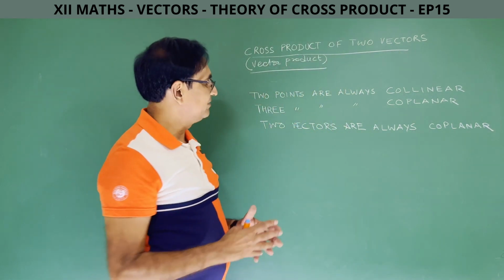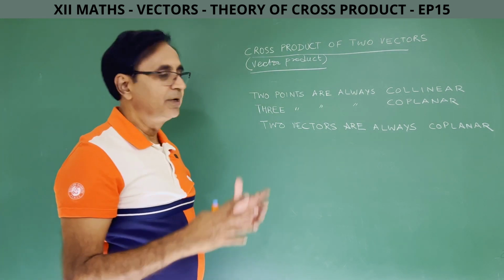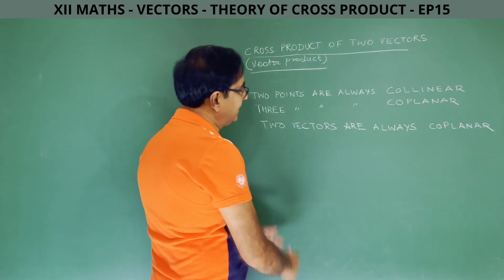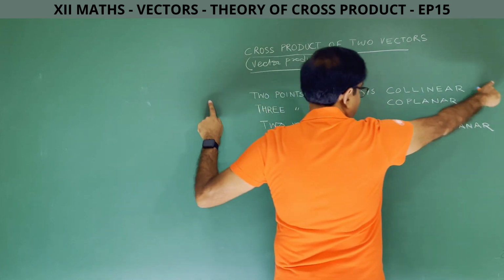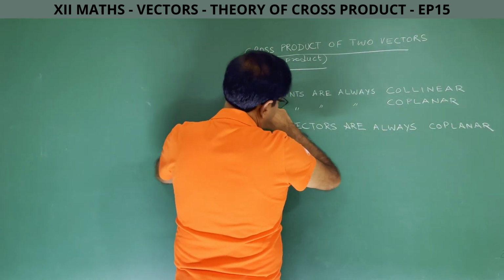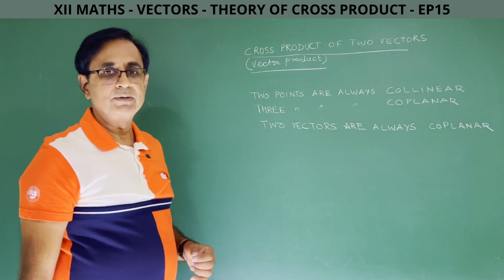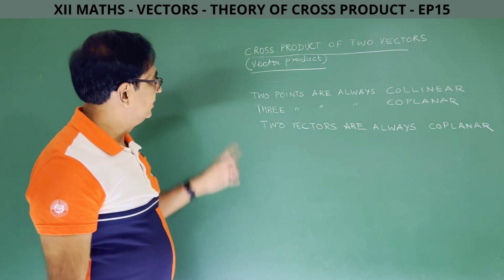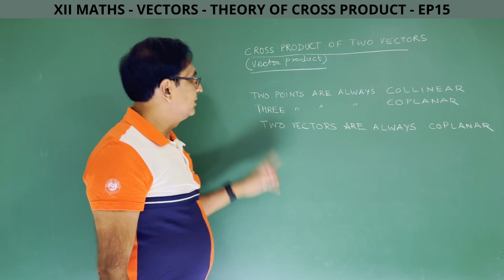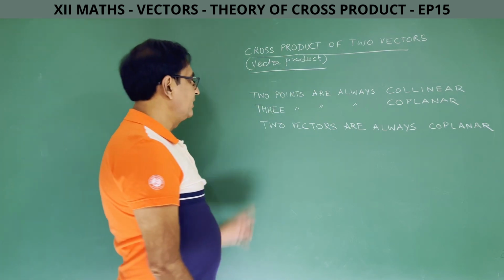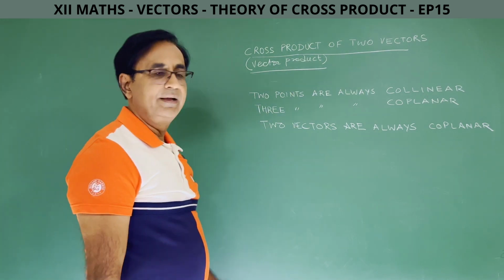So it is always advisable to make a theory notebook where you just write the theory. In that theory notebook, put a box and in deep red color write these three lines. They will be used very often. 2 points are always collinear, 3 points are always coplanar, and 2 vectors are always coplanar.